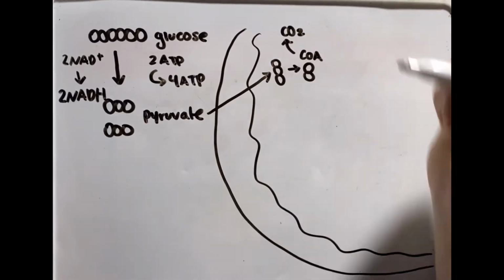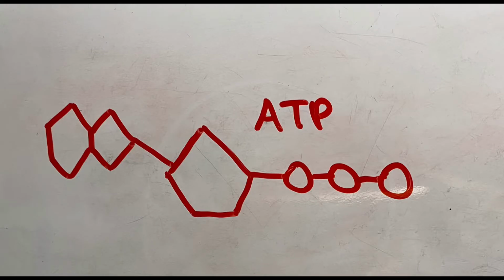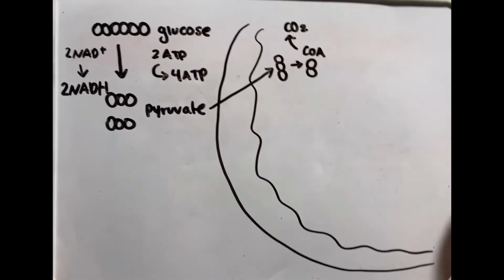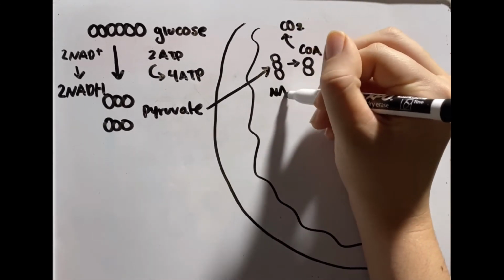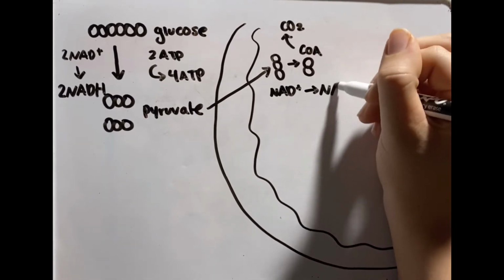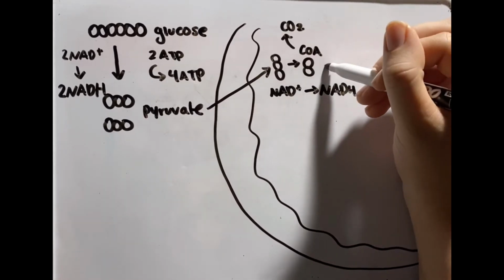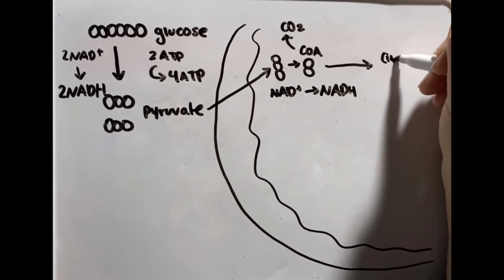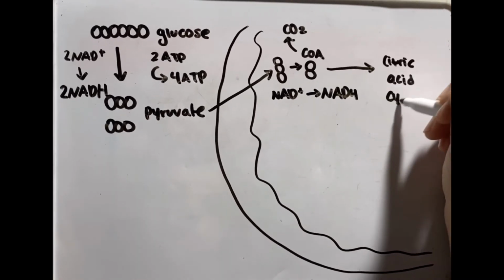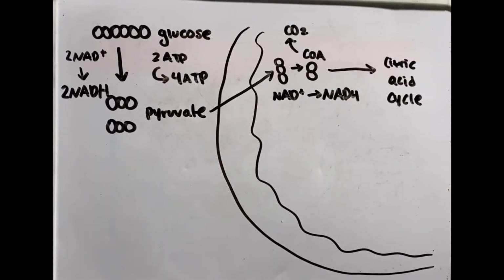Except we're not done. Thanks, ATP. Hey, you wouldn't be alive if it wasn't for me. Uh-huh. The acetate molecule is bound to coenzyme A, which forms citrate, the starting molecule of the next process, the citric acid cycle. NAD+ is also reduced to NADH, which will be important for later.